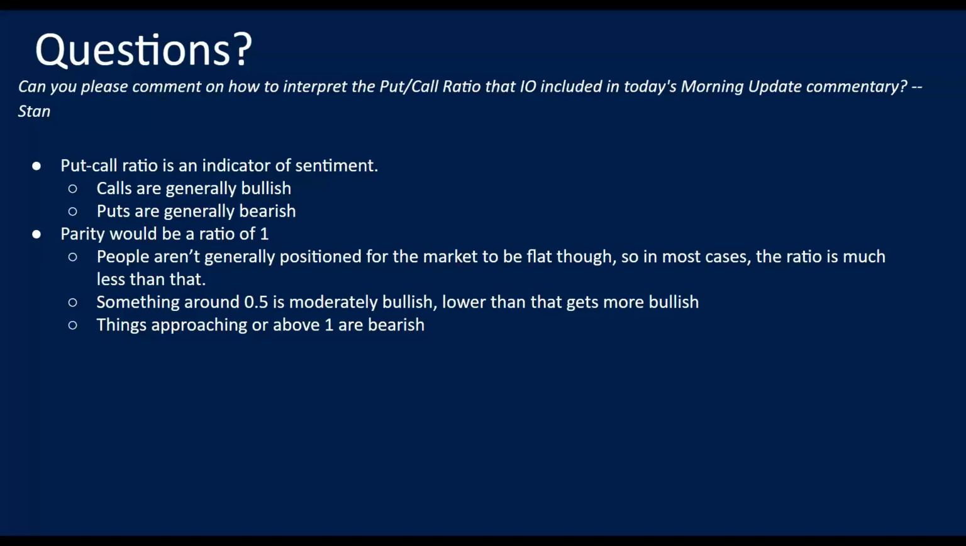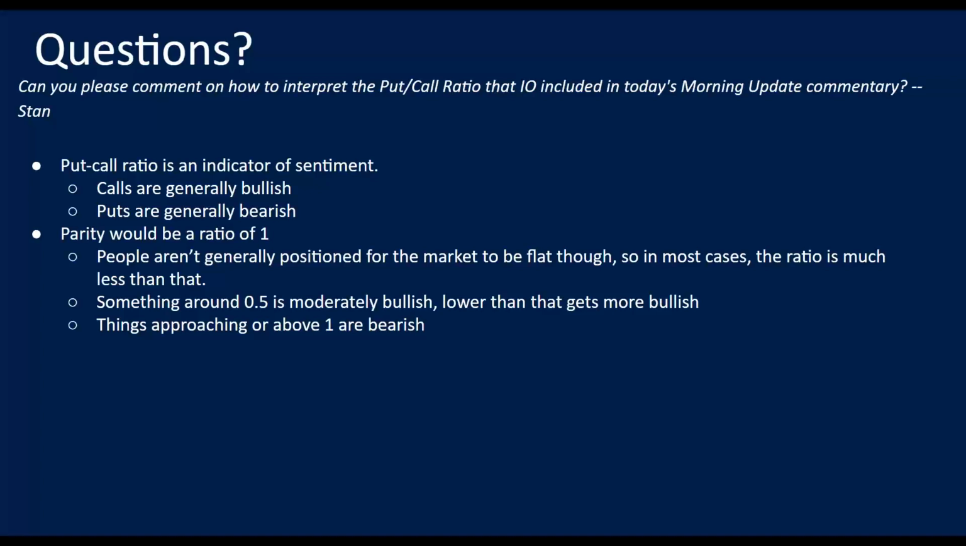Lower than that definitely gets more bullish, and things that are higher and approaching 1 or above 1 are pretty bearish. What tends to happen is, like a lot of sentiment indicators, these things shift, hit an extreme, and then snap back. So if you see a really high put call ratio, something close to 1 or above 1, that might mean that a sell-off is about to reverse, right?